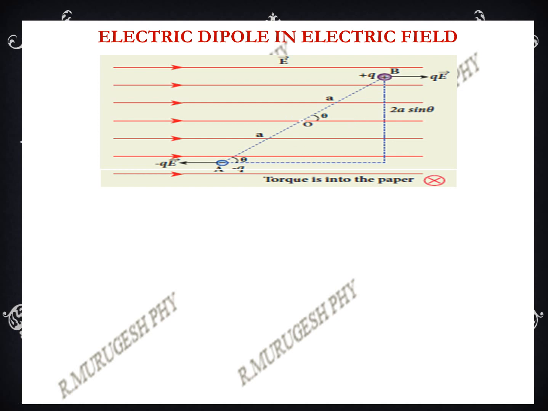How long will this torque act? Till the dipole gets aligned to the field. If it gets aligned to the field, after that, the two forces will act in the same line, so they'll cancel each other. Till then, there will be a torque acting on the dipole. Now let us see how to find the expression for torque.